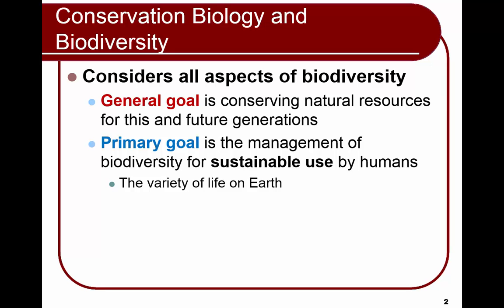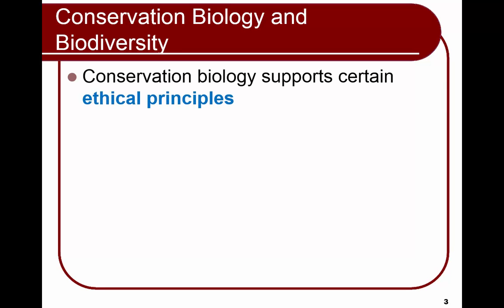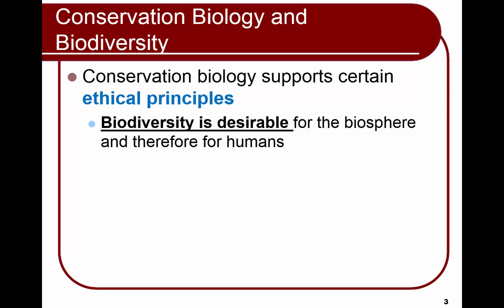We're talking here about the variety of life on Earth. We need to keep a good variety of life. We don't want to lose any of the types. It supports certain ethical principles. It's desirable to have biodiversity for the biosphere, and so it's desirable for us. A high level of biodiversity influences the stability of our ecosystems.